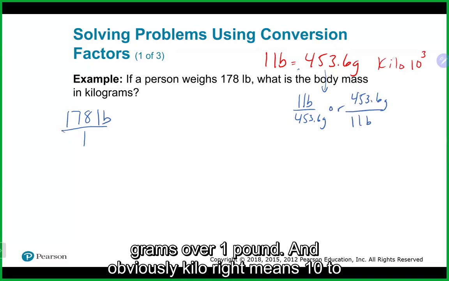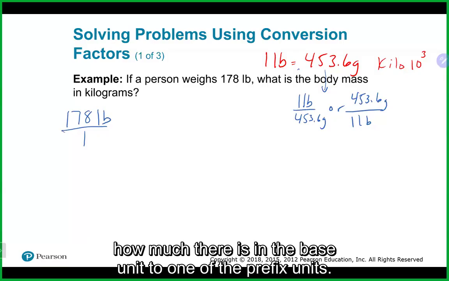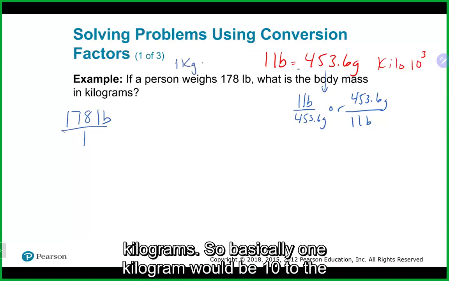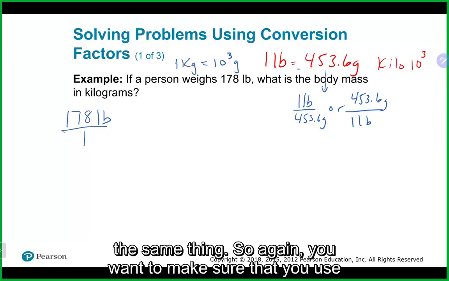And obviously kilo, right, means 10 to the 3. So again, a reminder how to use that properly. That is how much there is in the base unit to one of the prefix units. So here, our base unit is grams and our prefix is kilograms. So basically 1 kilogram would be 10 to the 3 grams. Our 1,000 grams is a kilogram. So again, that also is the same thing.